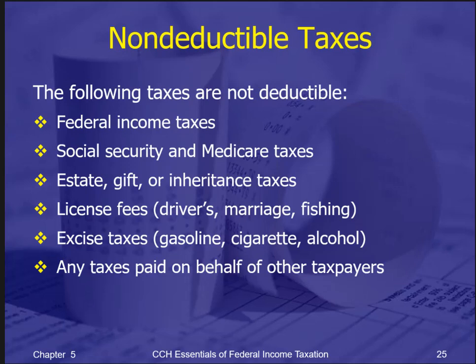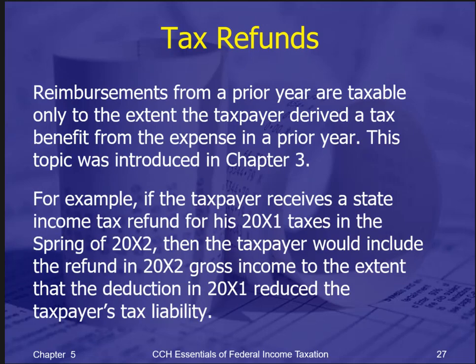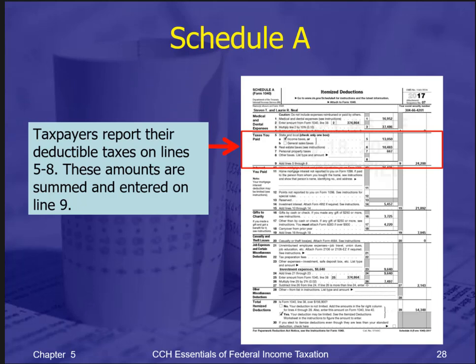All right, here are the ones that are not deductible. Be careful of this. Inheritance tax is not deductible, nor are license fees, and if you pay taxes for somebody else, you have to owe the taxes for it to be deductible. Just like we talked about before, tax refunds: if you got a benefit from it one year and get it back the next year, it's a taxable refund. So to the extent that they reduced your tax liability, you have to report it as income. All of that goes on Schedule A.